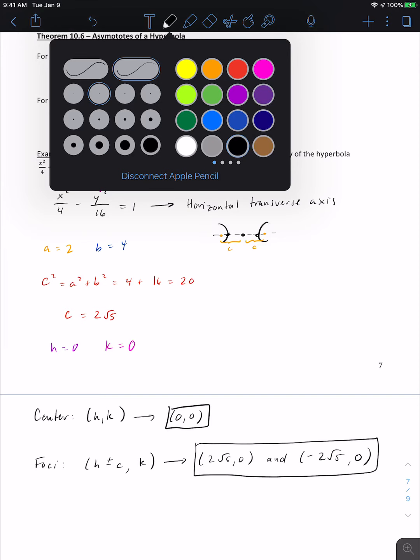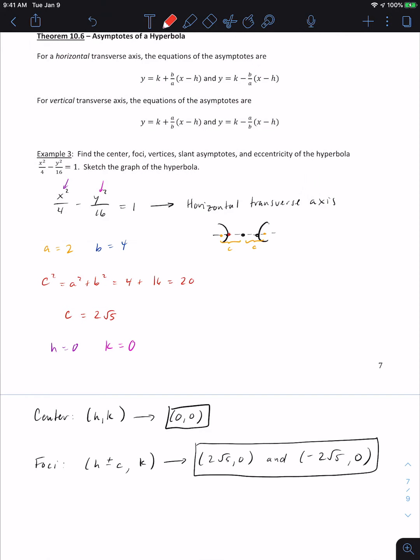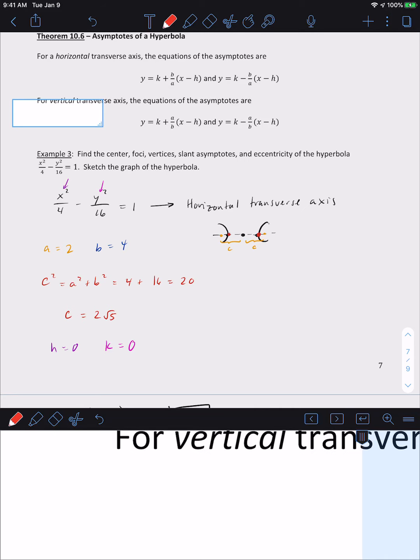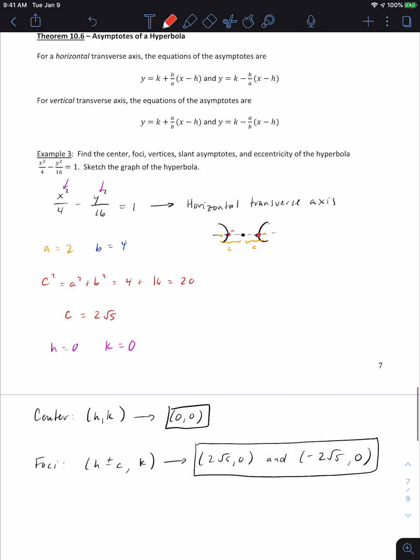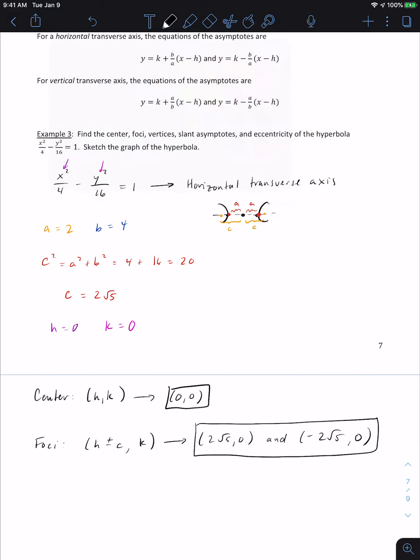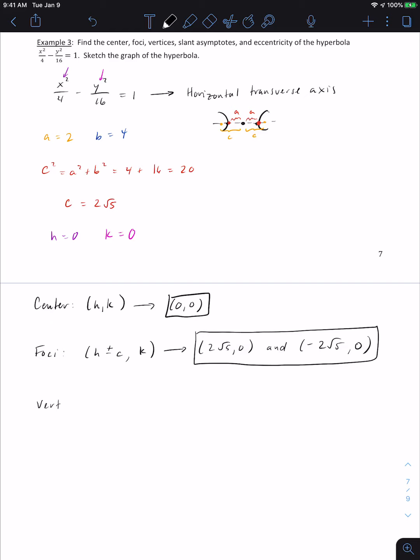So looking here, my vertices, say they're right here. This distance right here is A. So in order to find my vertices, I'm going to take my center and add or subtract A from the X values, because that's shifting it left or right, and I keep the Y value the same. Right? So A is 2, so this would be 2, 0, and negative 2, 0.